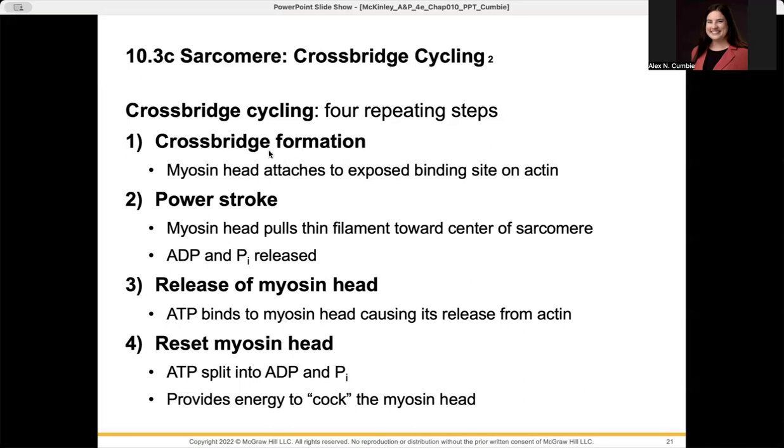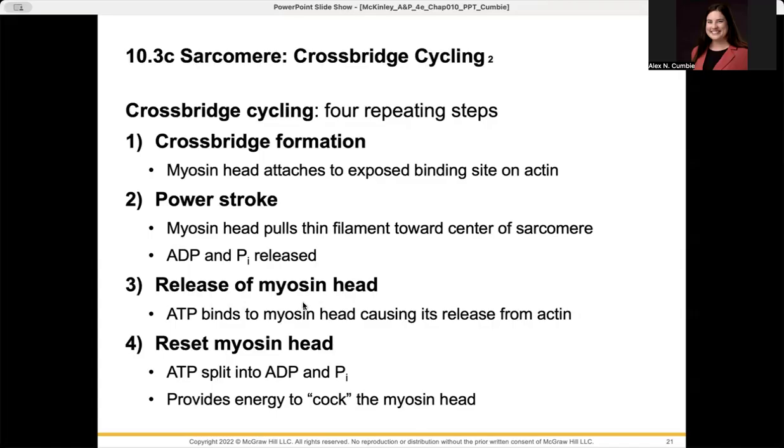First is the cross bridge formation. The myosin head attaches to the exposed binding site on the actin filament. Next, we do something called a power stroke. The myosin head pulls the thin filament towards the center of the sarcomere, which is the M line. During that process, we hydrolyze ATP into ADP and inorganic phosphate, so it was ATP, but we've broken up that bond.